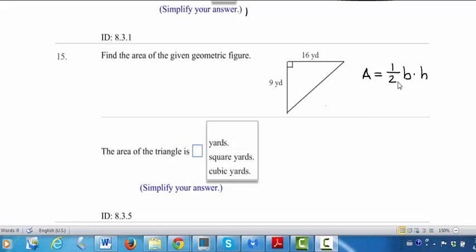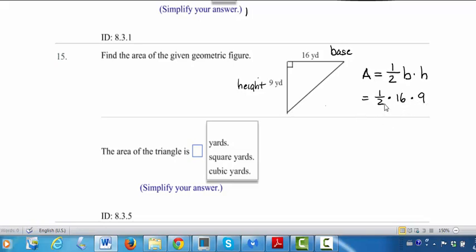Our area is 1/2 base times height. So since it's already a right triangle, I can consider this my base, and this is my height. So the area is simply 1/2 times base, which is 16, times 9.